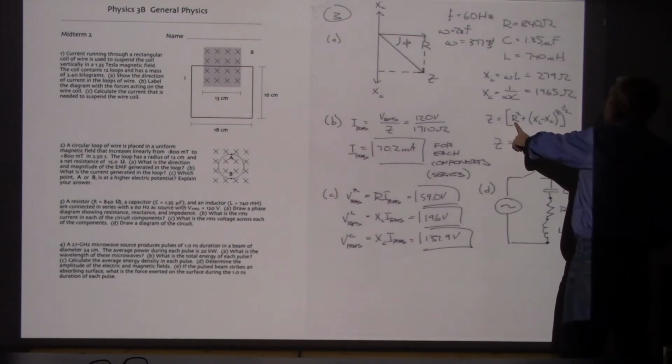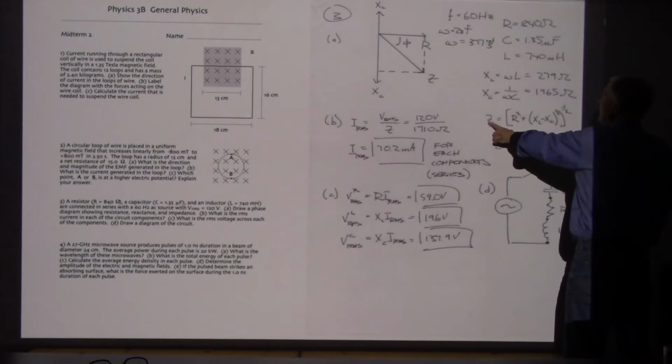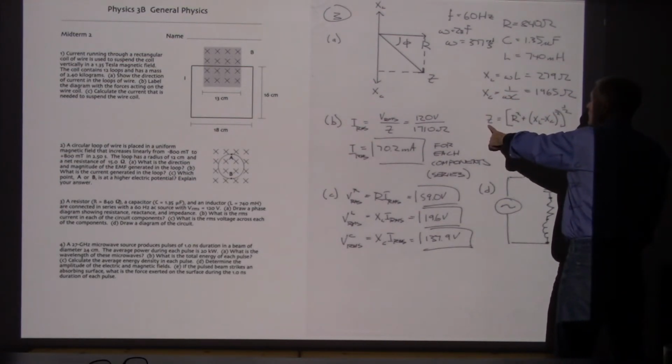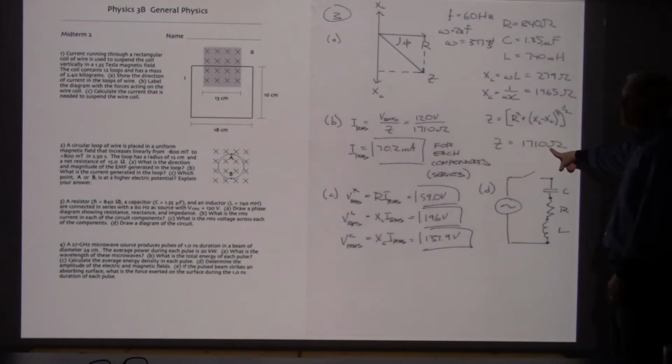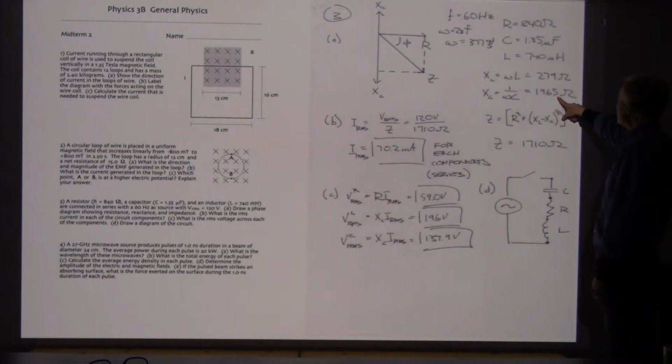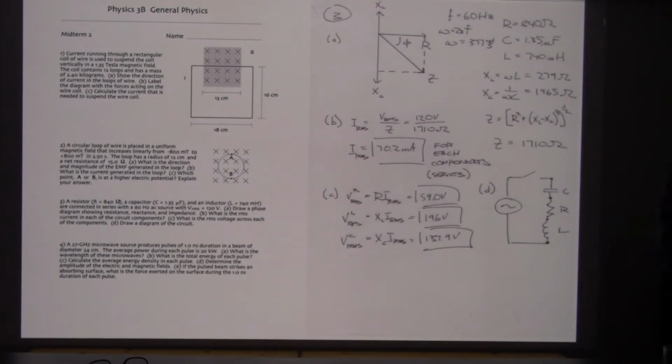And then I square the resistance using Pythagorean's theorem, and I come up with an overall impedance, and that overall impedance works out to be 1710 ohms. Now, how did I get an overall impedance that is less than the reactance of the capacitor? Well, because it canceled with the inductor. These two numbers opposed each other, so I got some cancellation here. The overall impedance for the circuit is 1710 ohms.